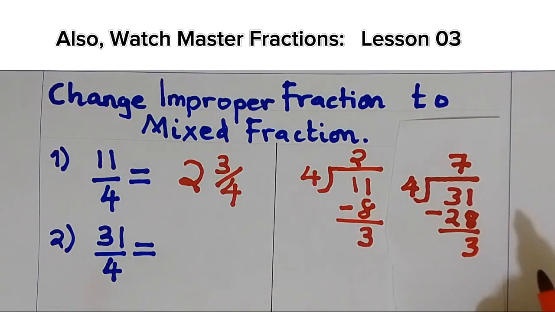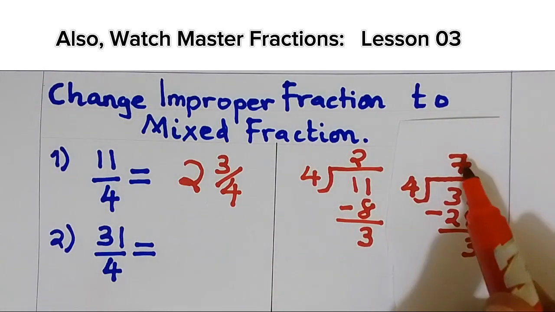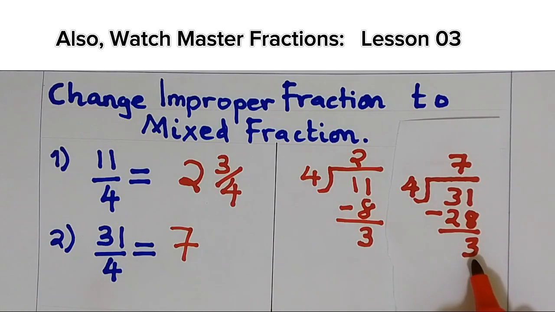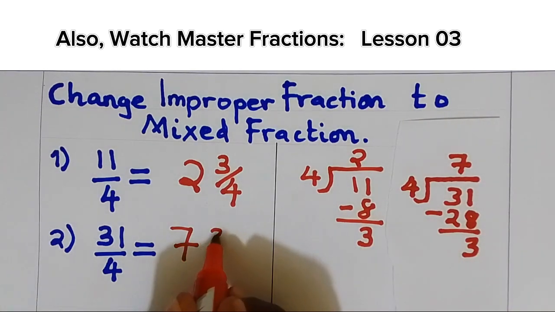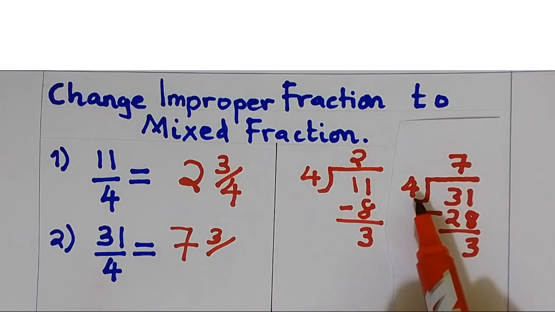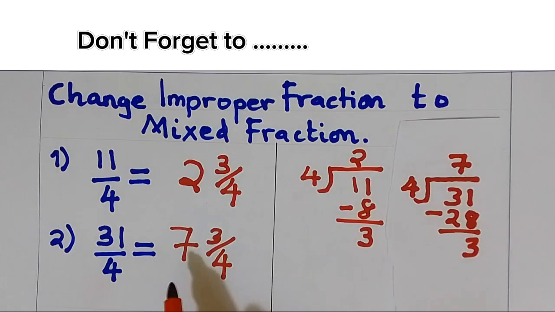So my mixed fraction is going to be formed by, the quotient is going to be the whole number. So I get 7. My remainder is going to be the numerator. So 3 over, my divisor is going to be the denominator. So over 4. So I'll get 7, 3 over 4.